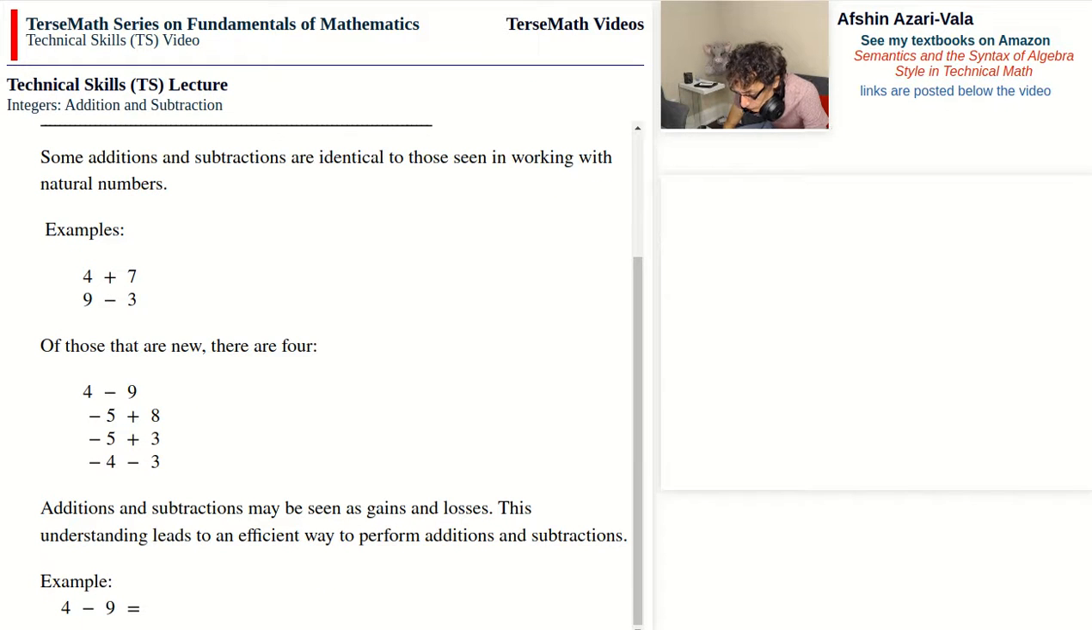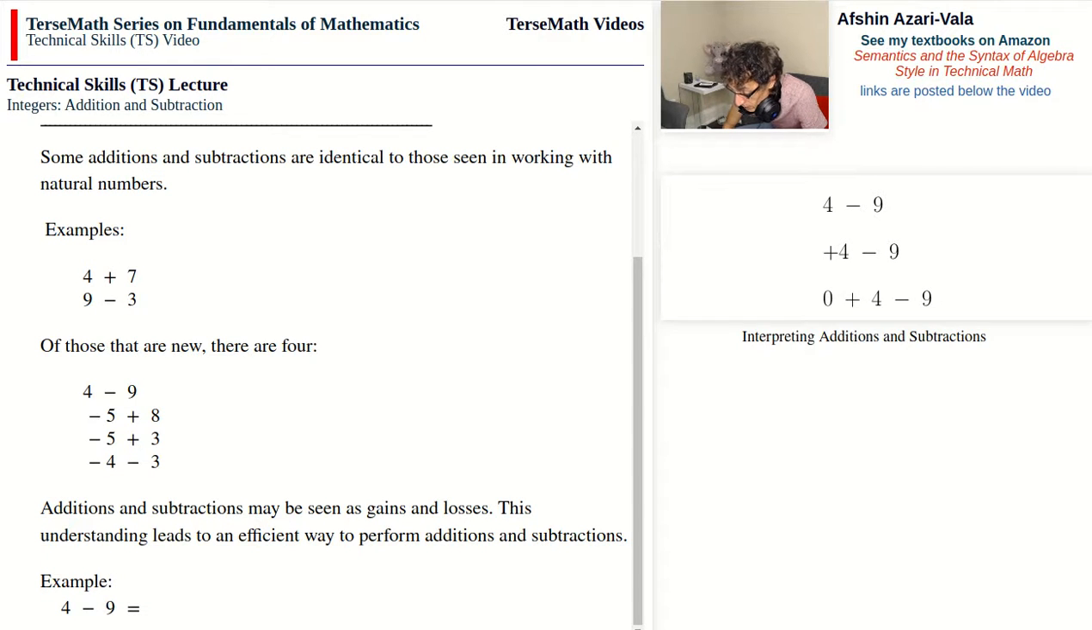Here we have the problem 4 minus 9, and in order to work this out, let's take a look at the diagram on the right side. We can think of this problem as a gain of 4 followed by a loss of 9. And of course we can think of it as a gain of 4 because 4 is indeed positive 4, as we talked about in the first video on integers.